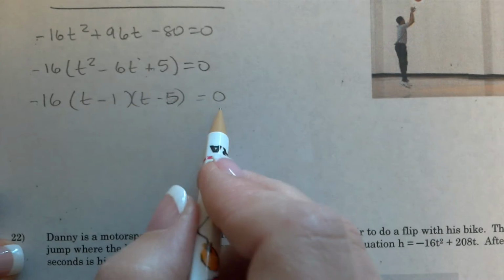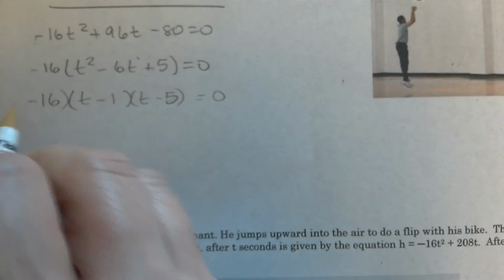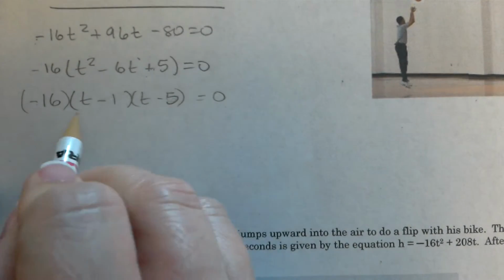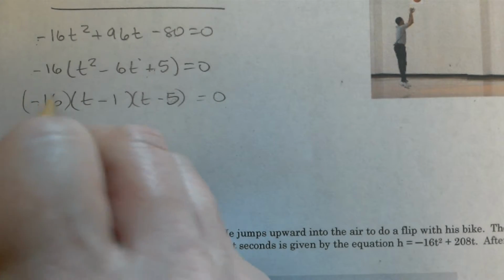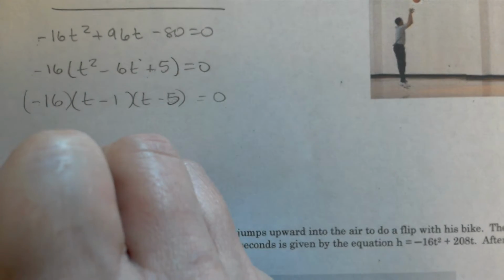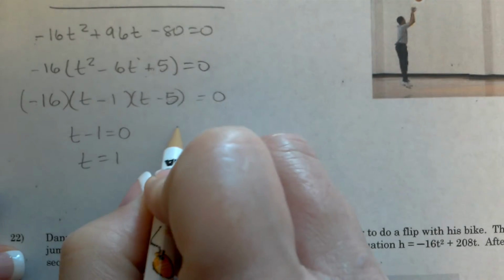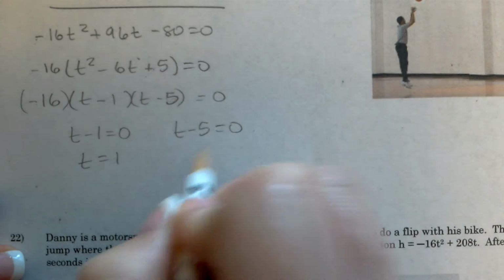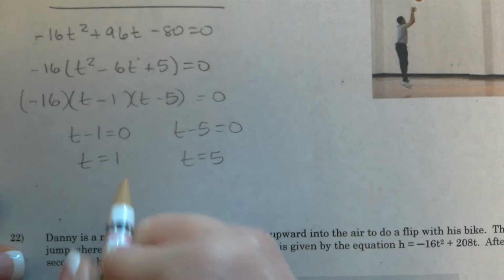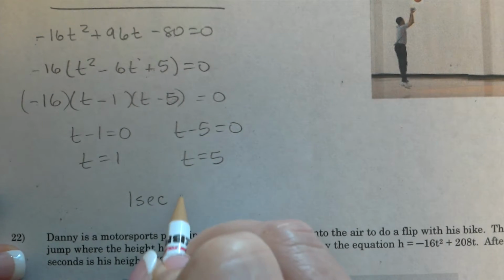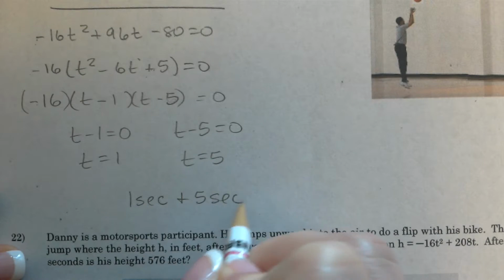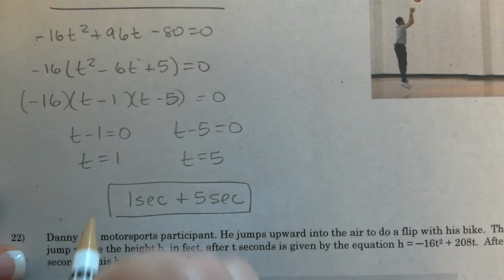Well, negative 16 is clearly not equal to 0. It can't ever be equal to 0, so we'll have to use one of the other two, or both of the other two. So t minus 1 is 0, so t can be 1, and then t minus 5 is 0, so t can be 5. So the answer is at 1 second and at 5 seconds is when the height of the basketball will equal 80 inches.